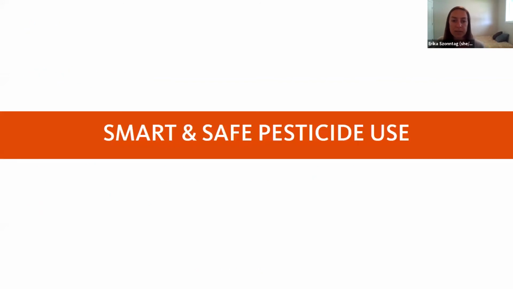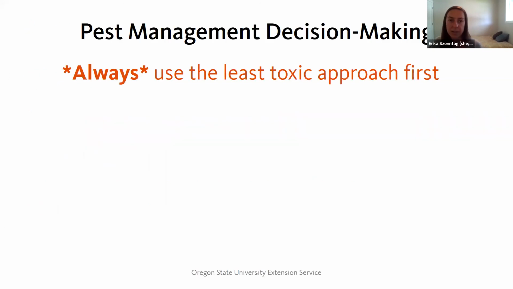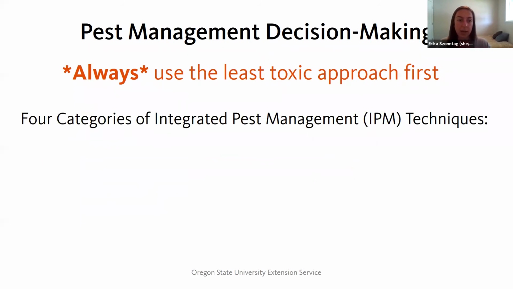So now we'll talk a little bit about smart and safe pesticide use. When you are making a decision on how to manage a pest, we'll always recommend to use the least toxic approach first. Especially for most homeowners, our land sizes are small enough that we can use methods other than chemical controls. So I'll go through some of those for you right now.